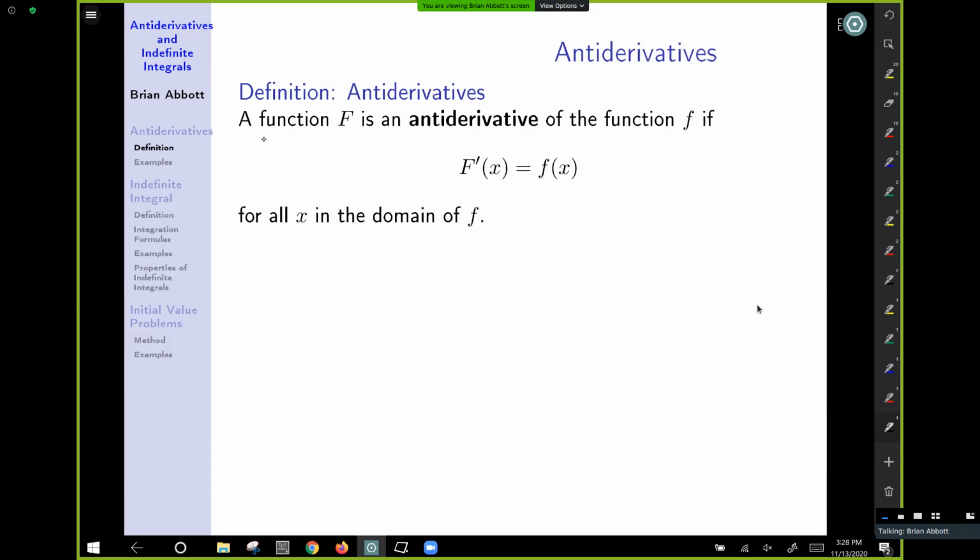First thing let's introduce is a definition. Kind of a funny definition. I really don't like the notation that math people insist on using when they talk about integrals and antiderivatives. So let's just talk through it quick.